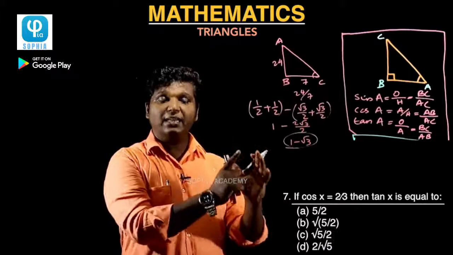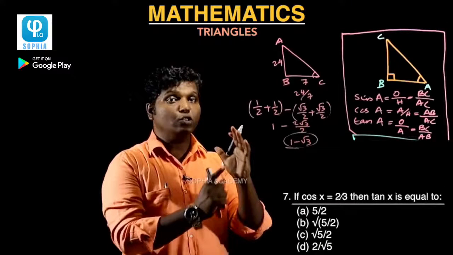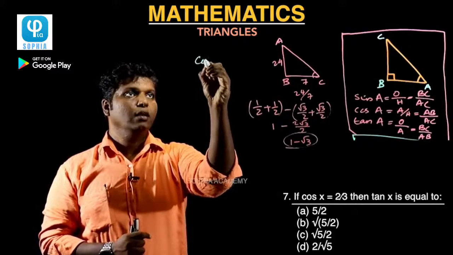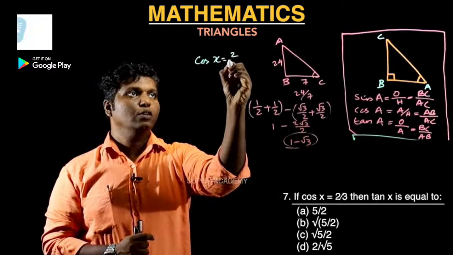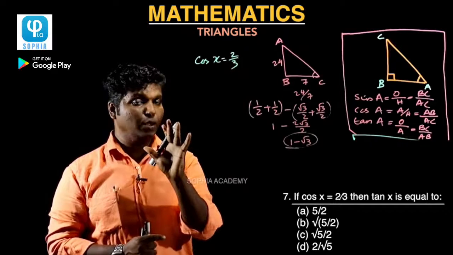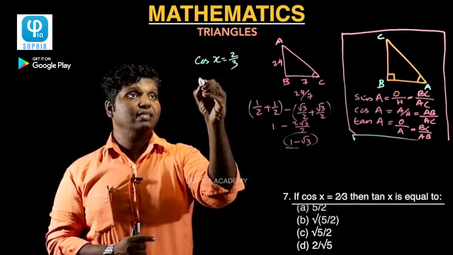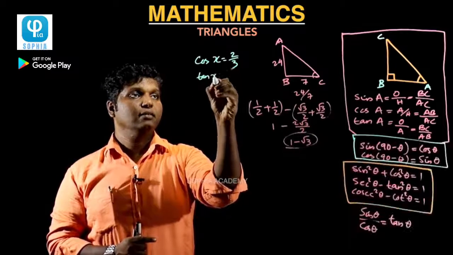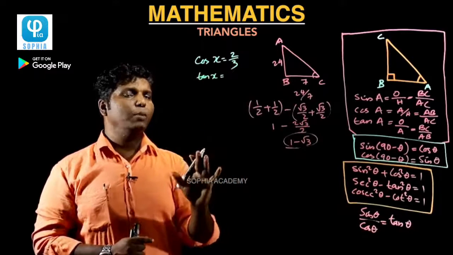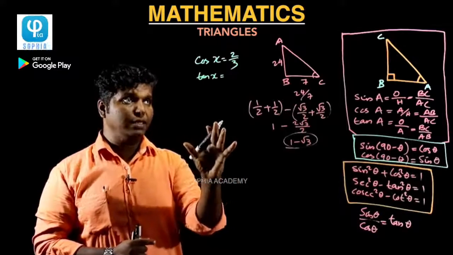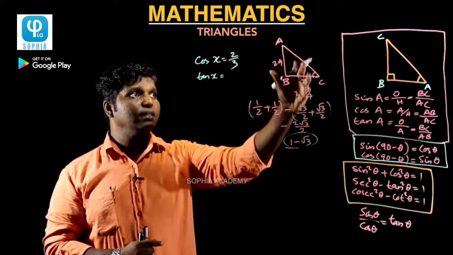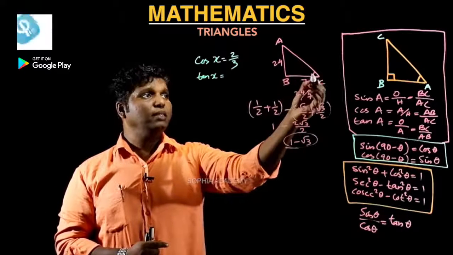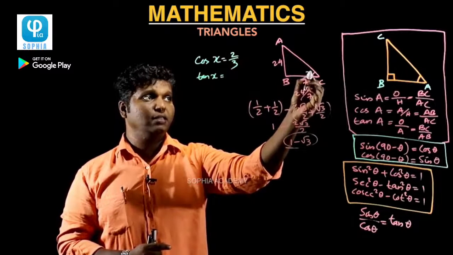If cos x is equal to 2 by 3. So cos x is equal to 2 by 3. That is given. Then you have to find tan x. See, cos x is given as 2 by 3. Just imagine that this is the triangle itself, and just imagine this is your x.